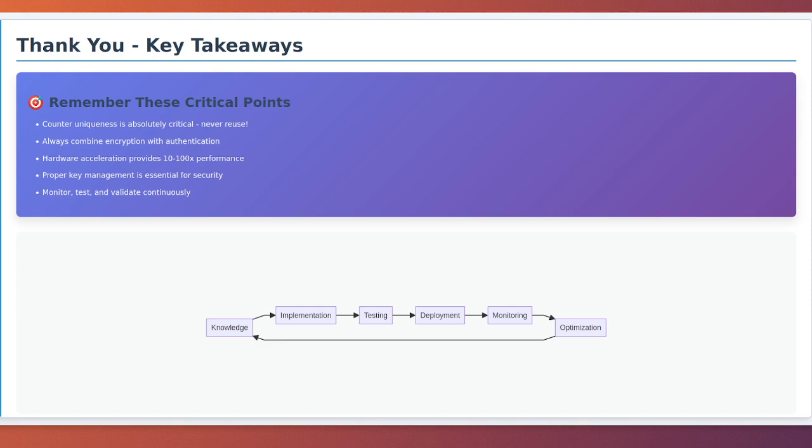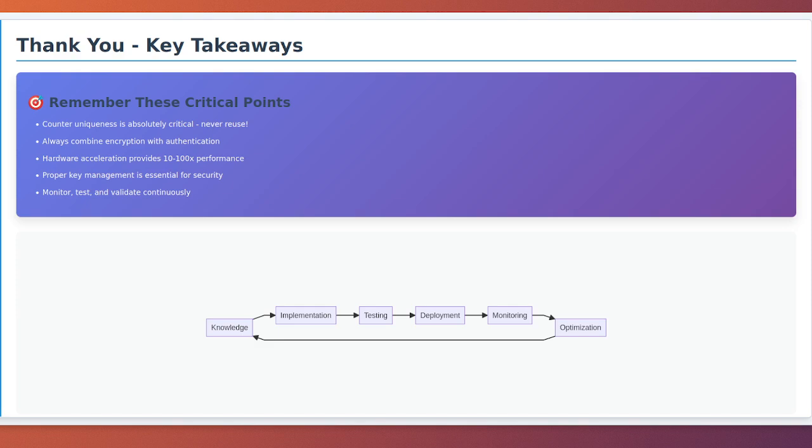I encourage you to apply this knowledge in your own environments, whether you are securing a small branch office connection or architecting a global SD-WAN deployment. Remember that security is not a destination but a journey. Stay informed about new developments, regularly review and update your implementations, and always be prepared to adapt to emerging threats.